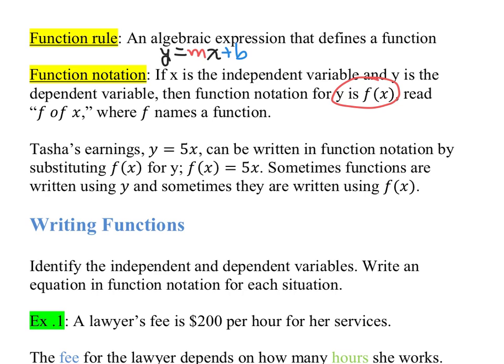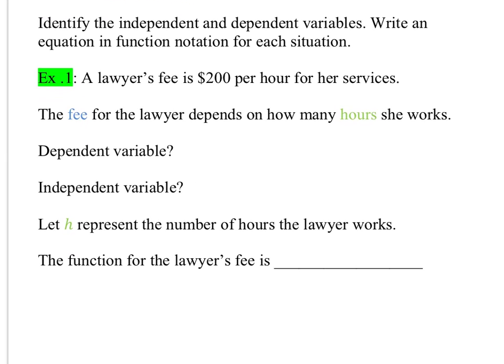So if we go back to talking about Tasha, remember Tasha's earnings were y equals 5x. We're just going to replace y with f of x. And so now it's read f of x is equal to 5x. We just exchanged the y for f of x. For the following examples, you're going to identify the independent and the dependent variables, and write an equation in function notation for each situation. So instead of writing y equals, you're going to write f of x equals.